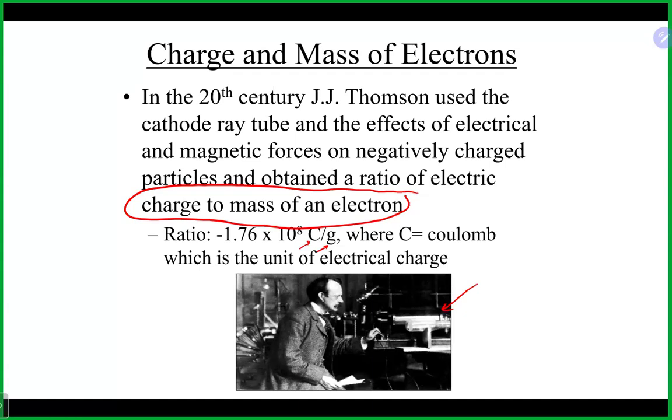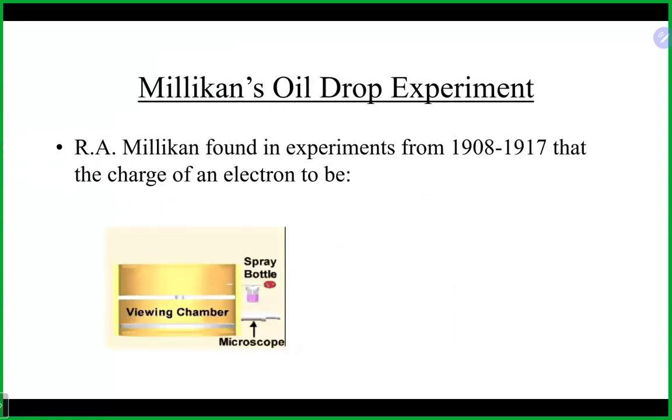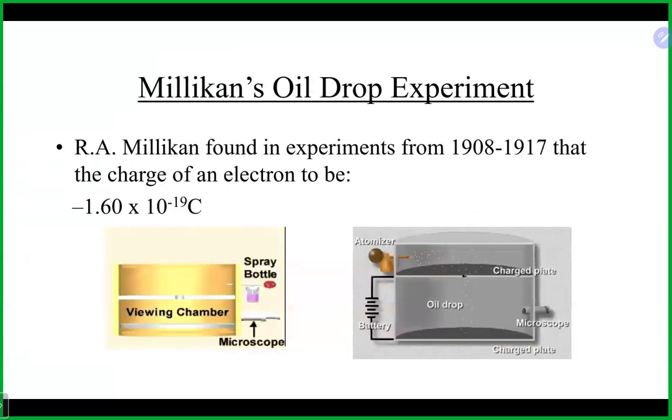Out of Thomson's experiment came this idea of the charge to mass of an electron. Another really important experiment that happened along the way, that complemented Thomson's experiment and gave a little more information about the electron, was an experiment done by Millikan. Millikan did what is referred to as the oil drop experiment, and it is pretty much what it sounds like.